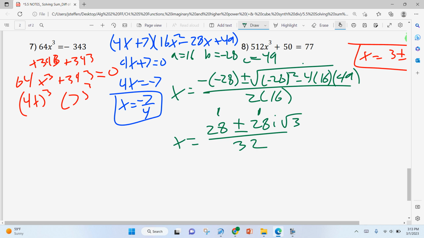So with this one, you can reduce, again, leave that as your answer, that's fine, but we can reduce the 28, the 28, and the 32. If we do that, we end up getting, divide everything by 4, we get negative 7 plus or minus 7I root 3 over 8.